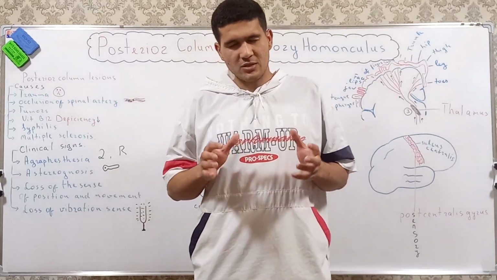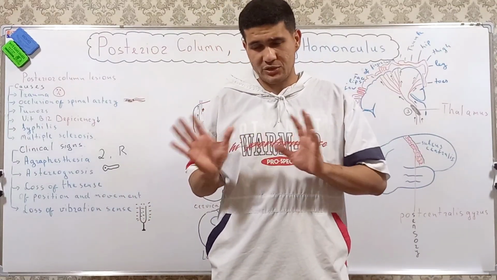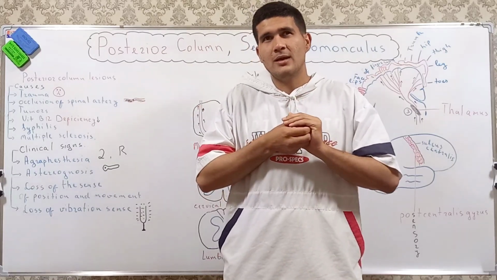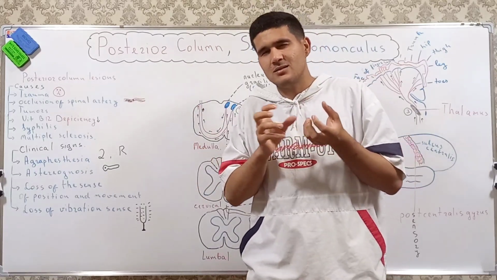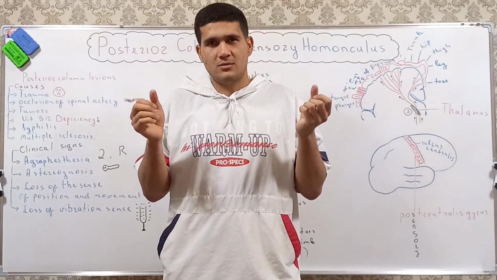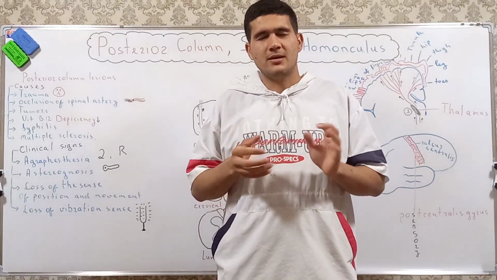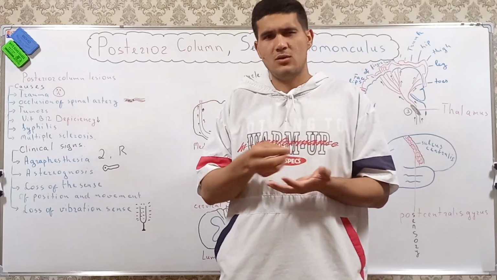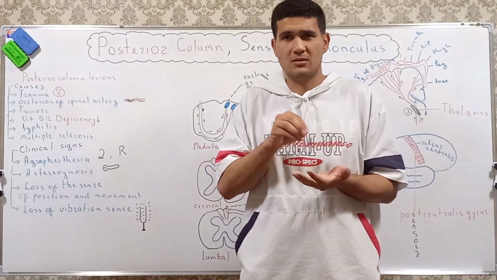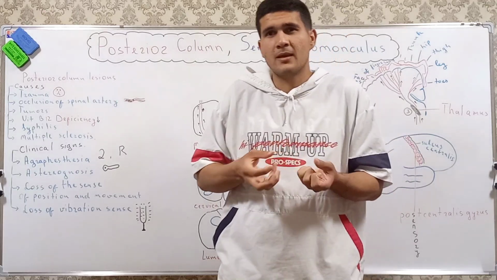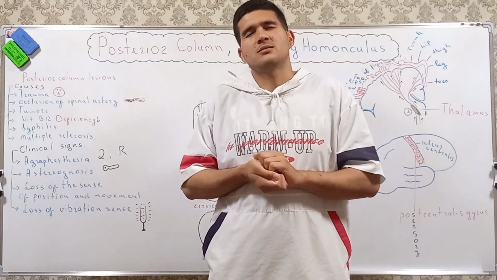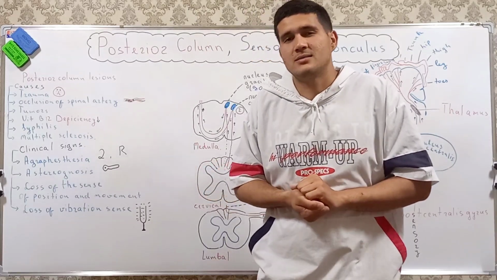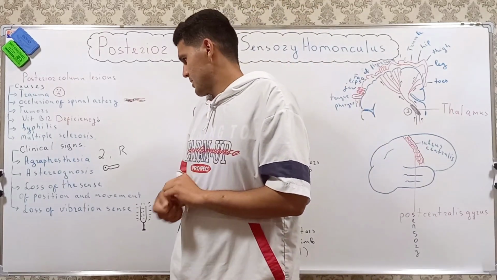The second one is astereognosis. When the patient closes their eyes, they can't analyze an object. You ask the patient to close their eyes and give some object into their hands, and by touching this instrument or tool, the patient can't say the name of the object.